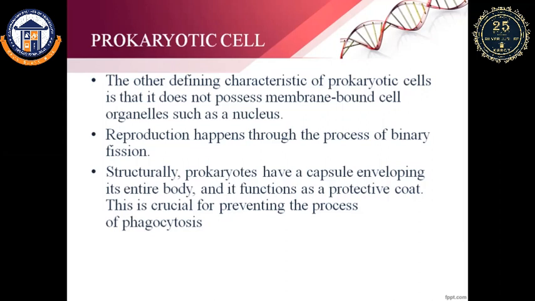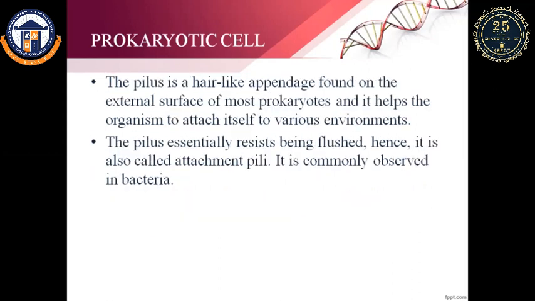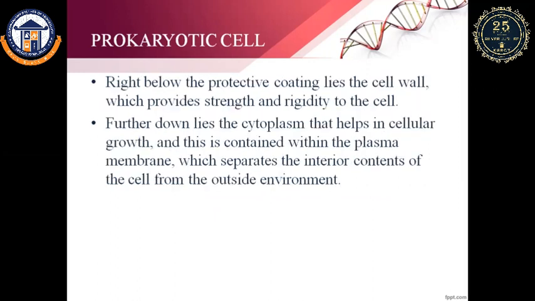Structurally, a prokaryotic cell has a capsule enveloping the body, which functions as a protective coat, preventing the process of phagocytosis. Phagocytosis is the engulfing of microbes, and the capsule helps the cell to escape phagocytosis. Pili and flagella are the locomotory organs in various environments, and pili essentially resist being flushed, hence they are also called attachment pili. They are commonly observed in bacteria.